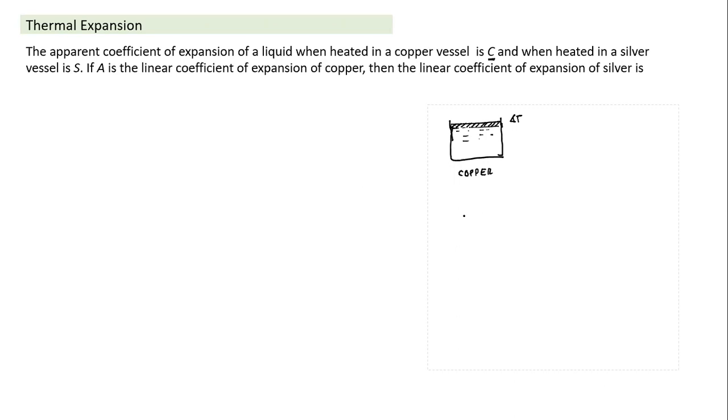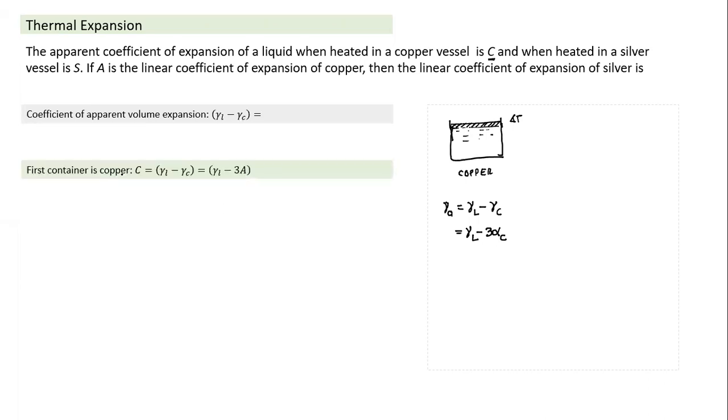Whenever the liquid is in a container, we take the apparent coefficient of volumetric expansion, which is gamma of the liquid minus gamma of the container material. But many times, if gamma of the copper container is not given, the coefficient of linear expansion is given. So how do we do it here? The coefficient of volumetric expansion is 3 times the coefficient of linear expansion. That's all we need to use here.